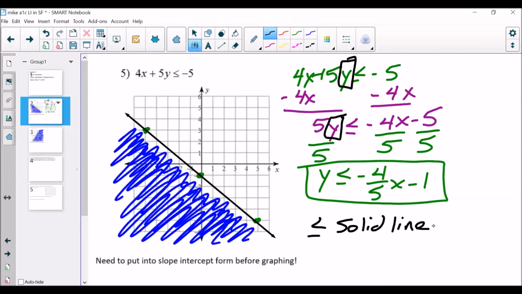And as always, we want to make sure that we check a test point in this problem. I already went ahead and did that. We have a video on that earlier that hopefully you checked out in order to graph and get that graph over there.